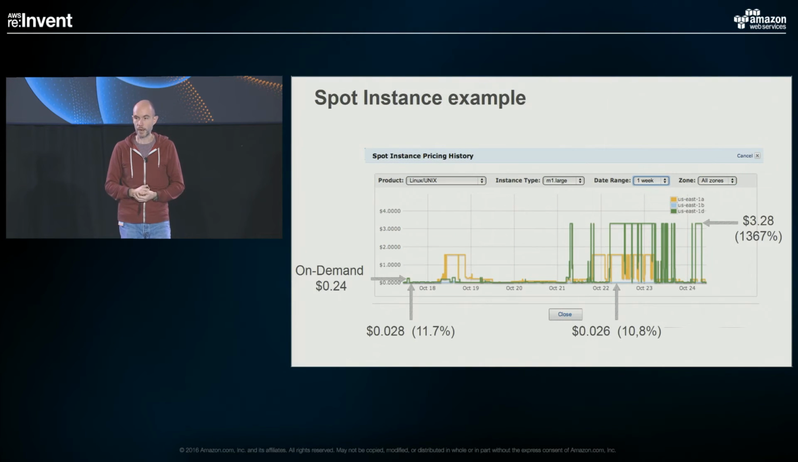Here's an example of how the pricing looks. It really looks like the stock market a little bit. It looks a bit more binary than that, but you get the idea. You can actually download the historic prices for the last 6 weeks with the Spot API. You can analyze those prices, and then you can decide what is the best price you want to bid on. And as you can see, occasionally the price can even be higher than on demand.